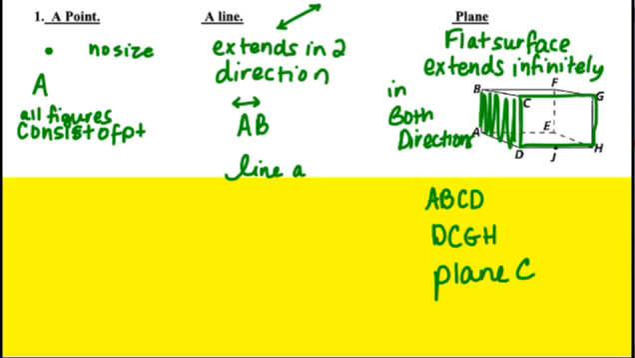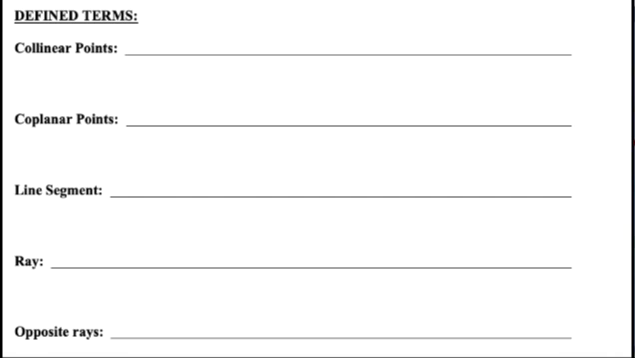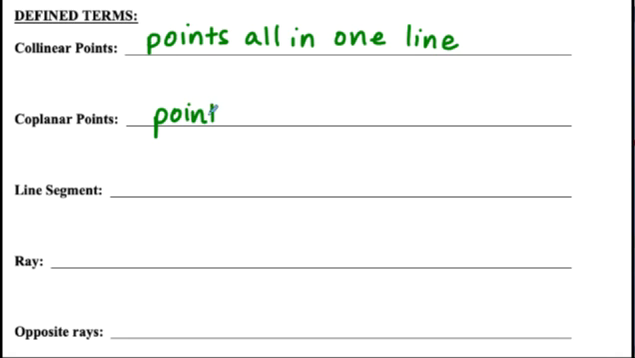These 3 then allow us to define some of the things that we defined this week in class. So collinear points are points all in one line. I'm going to show you examples of each in a second. So let's just get the definitions written, then we'll go over them. Coplanar points are points all in one plane. A line segment we defined this week. I'm going to do it again. It's a piece of a line.